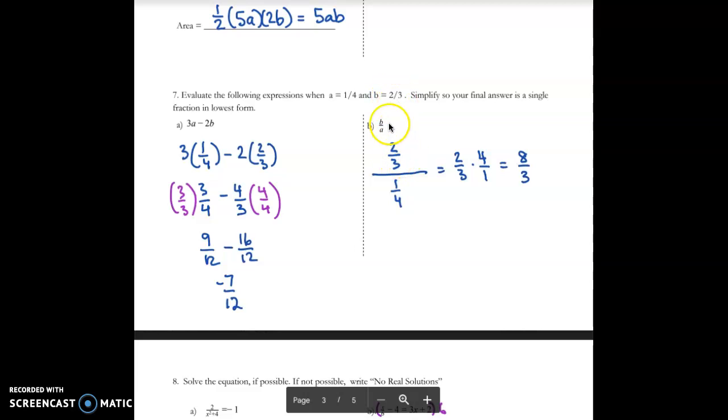again, evaluating by plugging in 2/3 for B and 1/4 for A and seeing that we're dividing them, and division is simply the multiplication by the reciprocal. So since we're taking 2/3 and dividing by 1/4, it's 2/3 times the reciprocal of 1/4, which is 4 over 1. And multiplying fractions does not require getting a common denominator, so that's just 8 over 3.